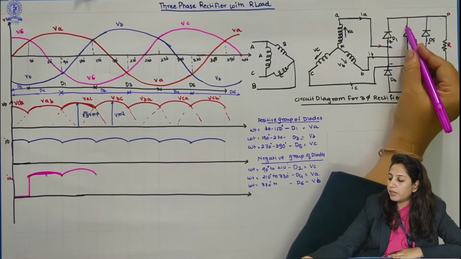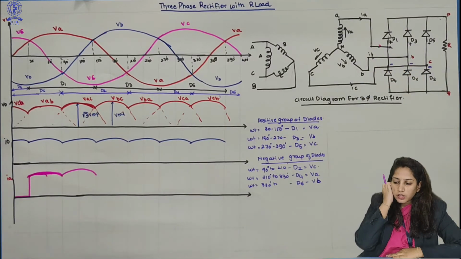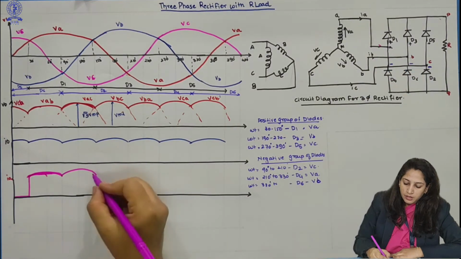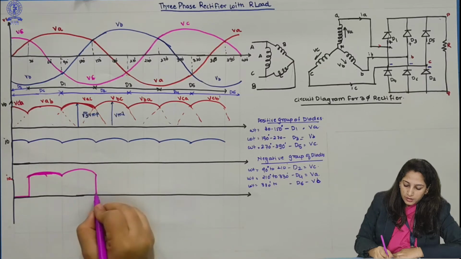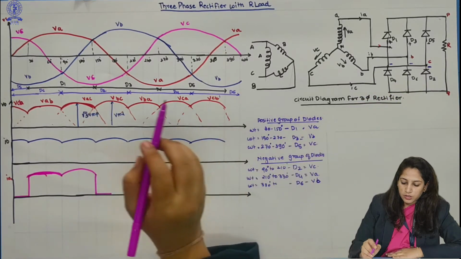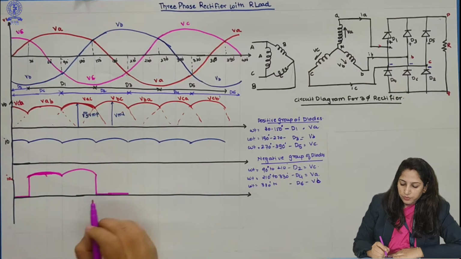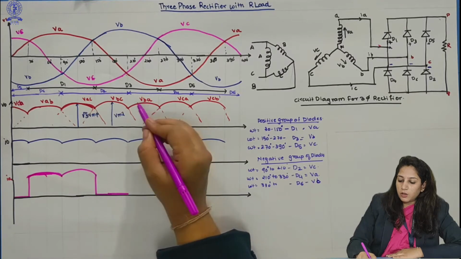So current will be flowing from D3 and then D2, so there will be no current shown here. At that time my current IA will be 0 because there is no current flowing through this. Now here, for VBC it is 0.